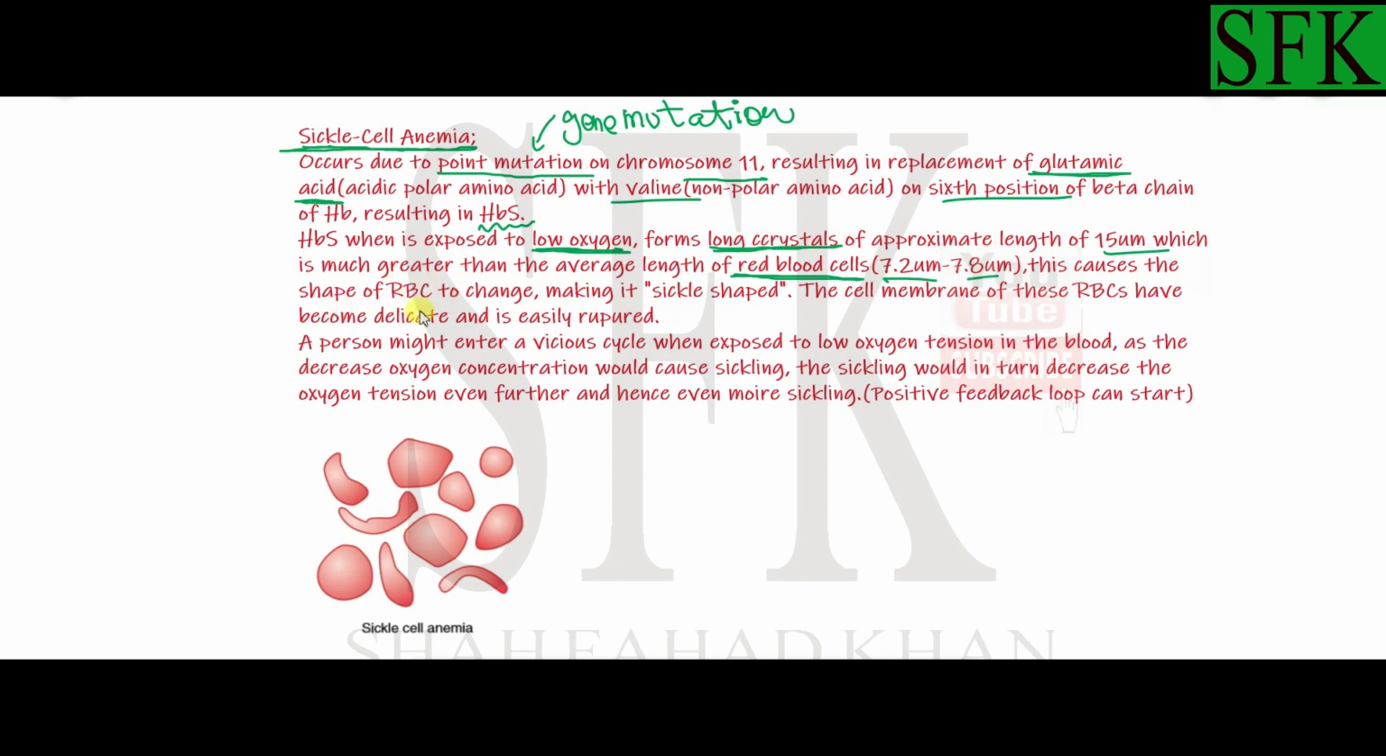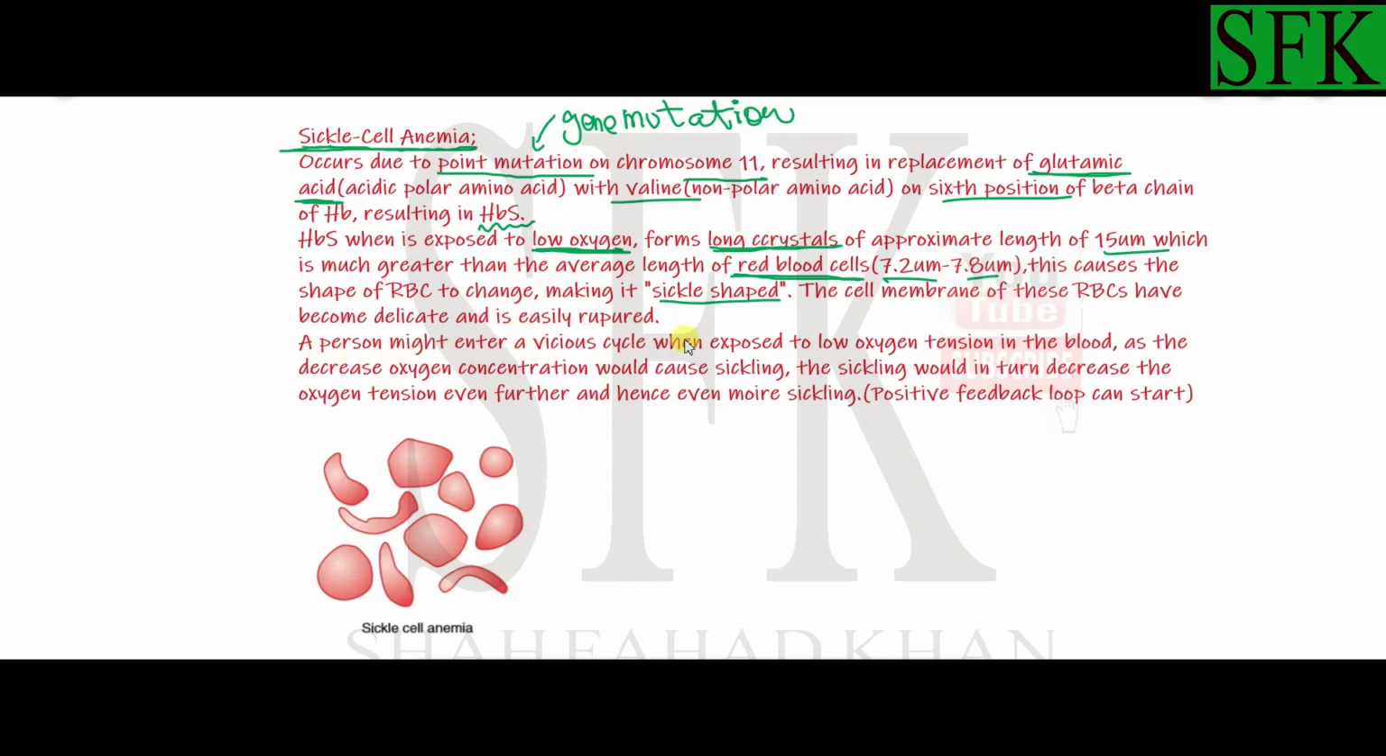This causes the shape of the red blood cells to change, and they take on a sickle shape. Low oxygen concentration causes the HbS to make long crystals, and these crystals are much longer than the length of red blood cells themselves, which causes the red blood cells to change their shape, making them sickle shaped. The cell membranes become delicate and are easily ruptured. So again, hemolytic anemia occurs.